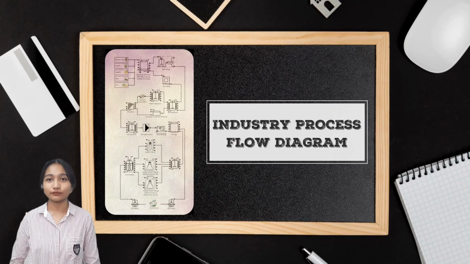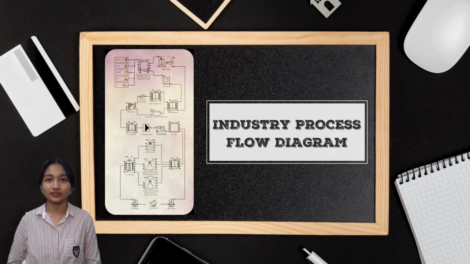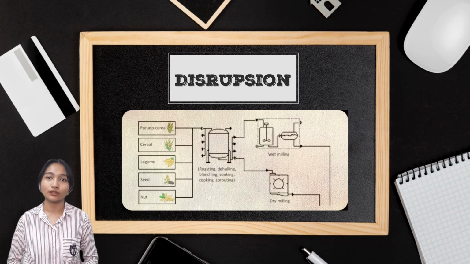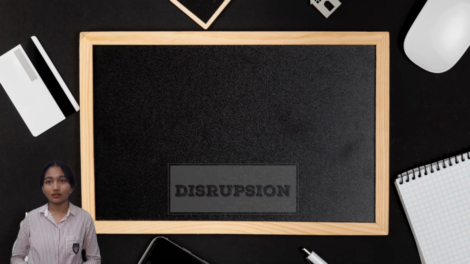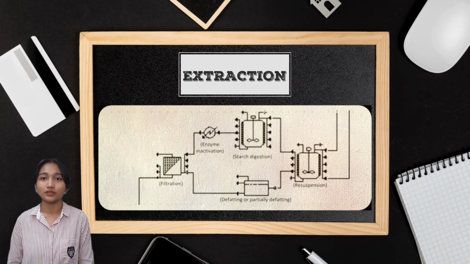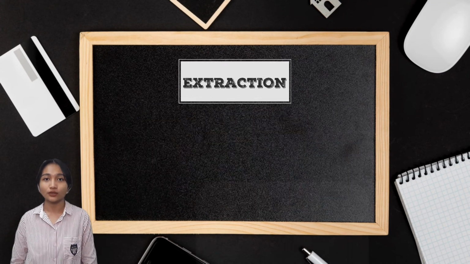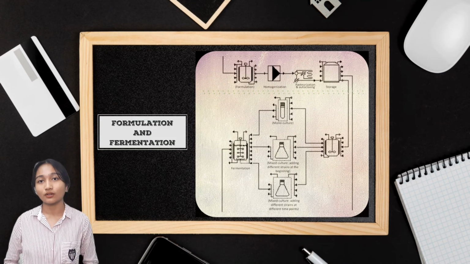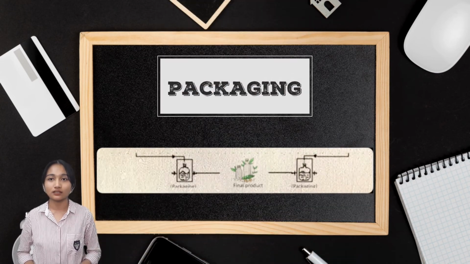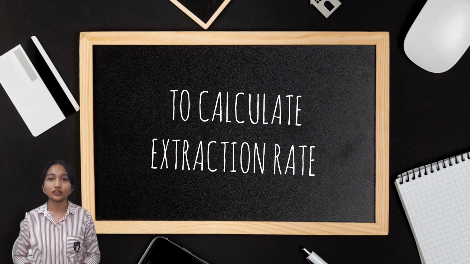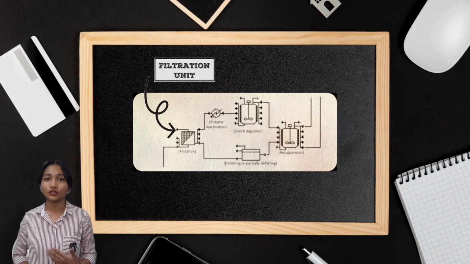This is the process flow diagram to produce oat milk in industry. Firstly, pure oat is pre-treated by destruction to reduce the level of anti-nutrients in the oat. Next, the oat will go through the extraction process by leaching to extract milk from the solid oat into the solvent. The oat is then formulated and fermented to increase the protein content of the oat milk. Lastly, the oat milk will be ready for the packaging process. However, to calculate the extraction rate, we focus on the filtration unit during the extraction process.